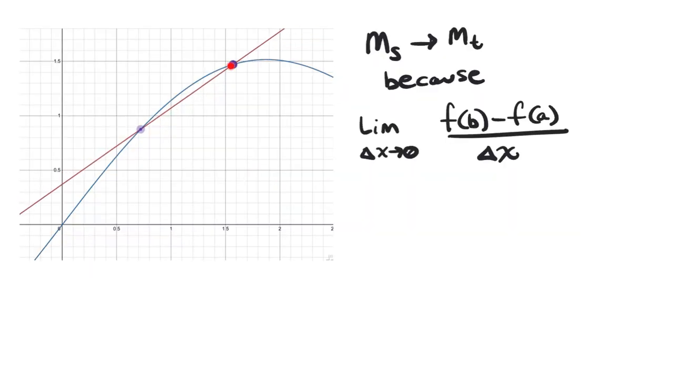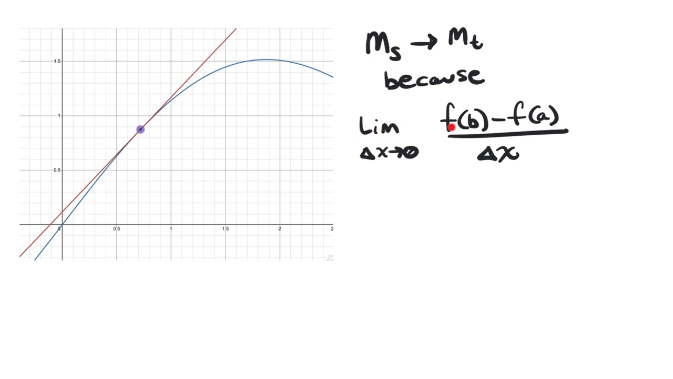Here we're seeing the point getting closer and closer to point A. That means that the slope of the secant line is changing into the slope of the tangent line, and that's what we see here. It becomes tangent.